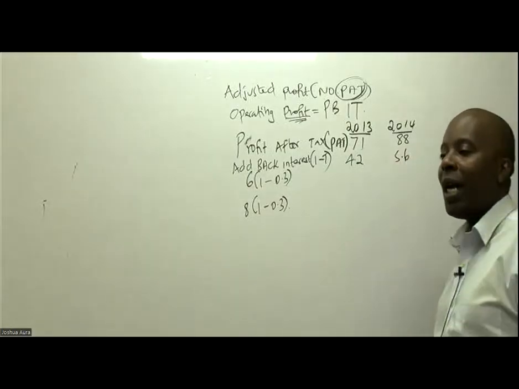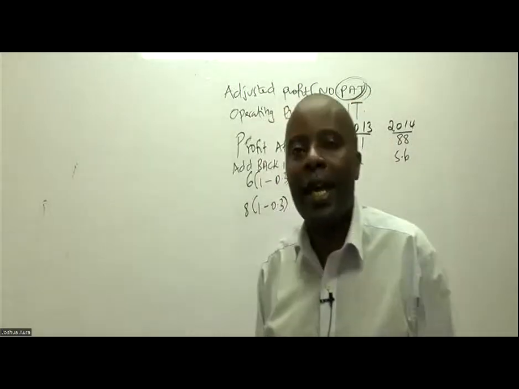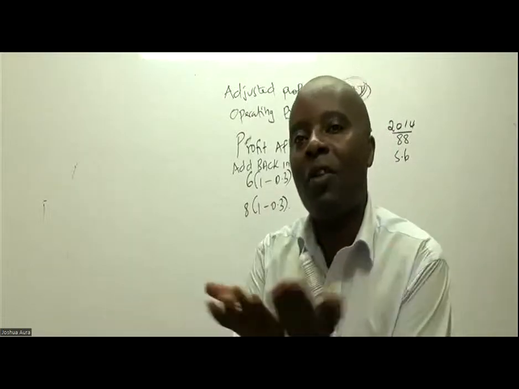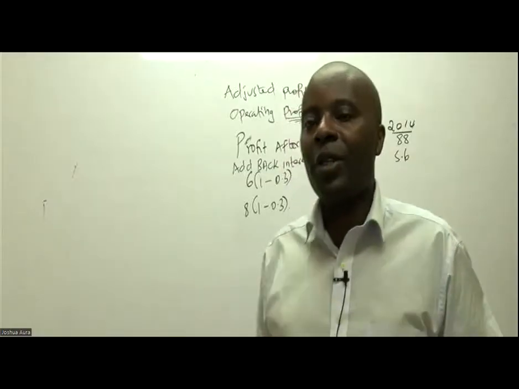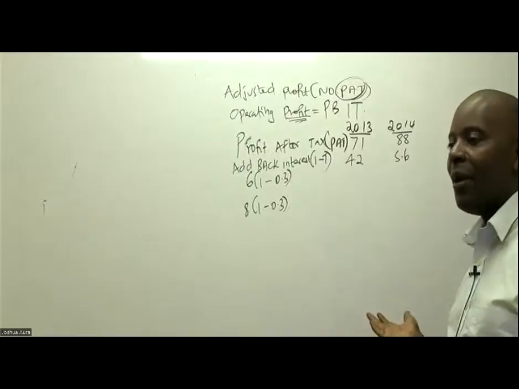We have been able to add back interest net of taxation. Is there any other thing that you think we'll need to consider for us to arrive at net operating profit, which in this case is cash flow based? Is there any other thing you think is very important for us here to add back?